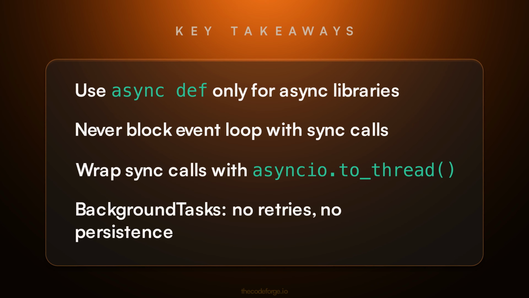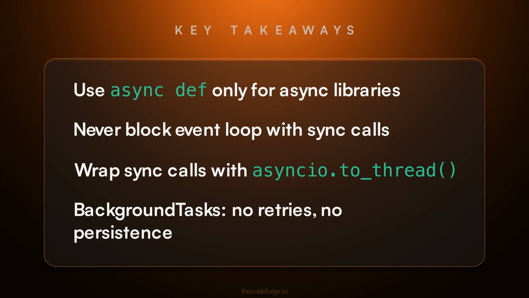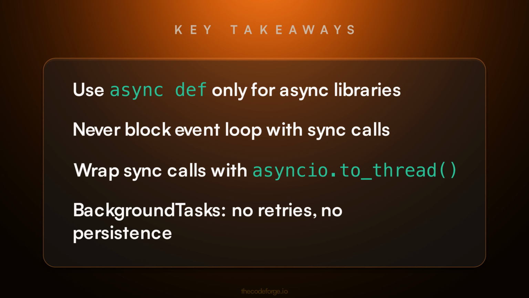To recap, match your endpoint signature to your I/O pattern, never block the event loop, and remember that background tasks are not a durable queue. Add linting and monitoring to catch issues early.